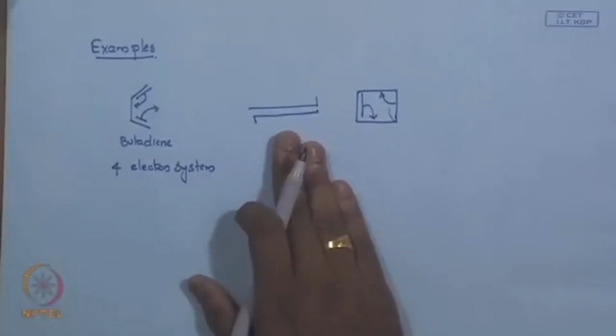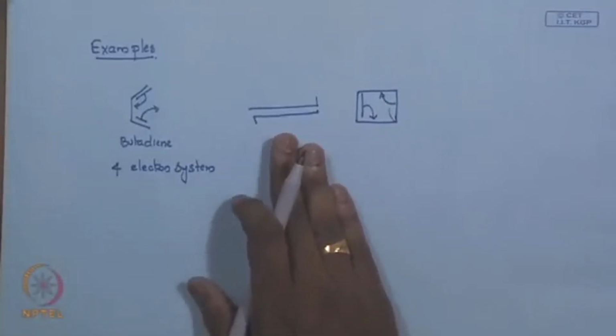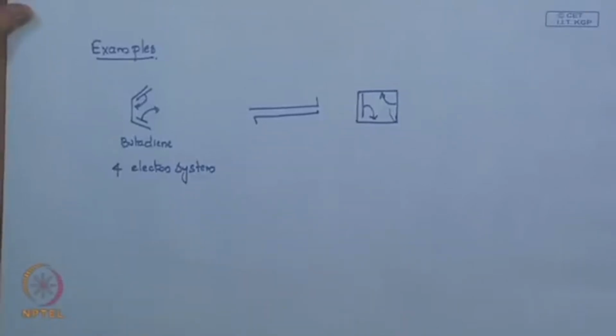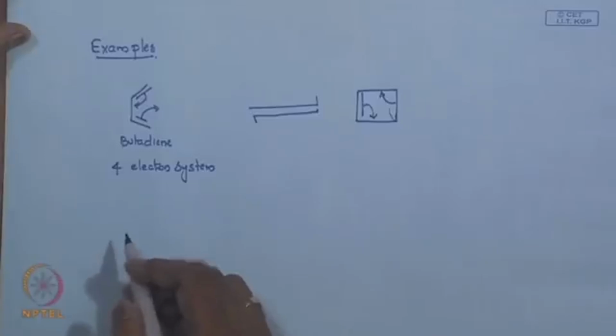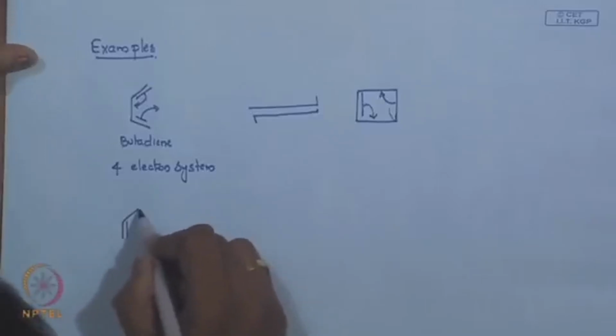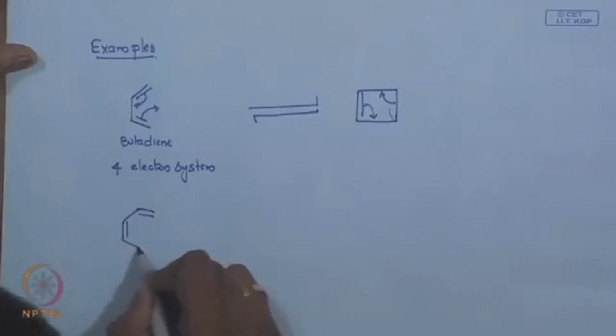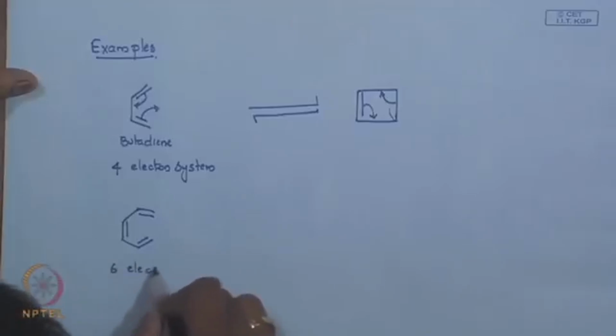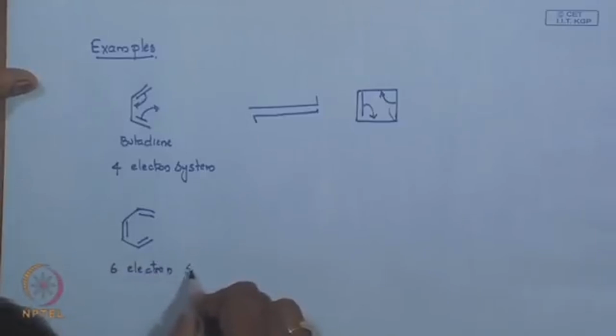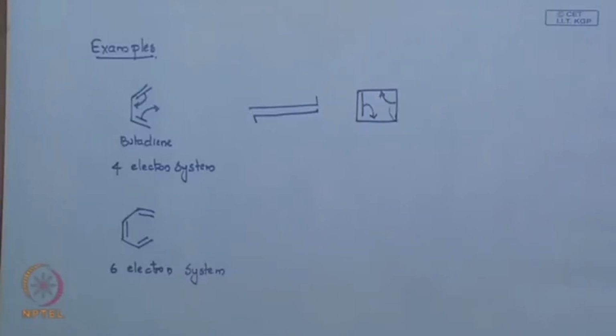And third point, you have to remember that this reaction goes through a cyclic transition state. I will explain that in detail, the transition state and all. Now, just for example, we can see this is a 4 electron system. We will take another example, which is cyclohexatriene. What electron system is this? Yes, it is a 6 electron system. So, it is a 4n plus 2.